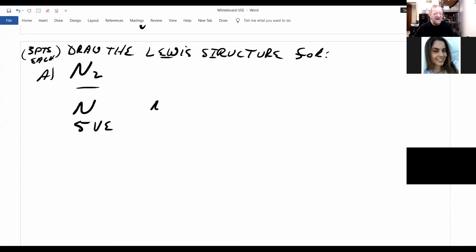Well, it has 2 nitrogens. Each nitrogen is like this. And this nitrogen says, hey, I have 3 single valence electrons now, and you have 3. Let's share. And they do. Now, the non-bonding electrons are still there, and there's 3 pairs. And what kind of bond is this? A triple bond.